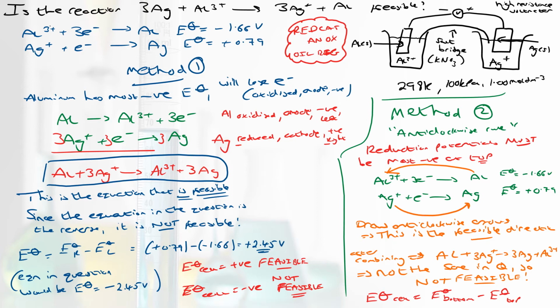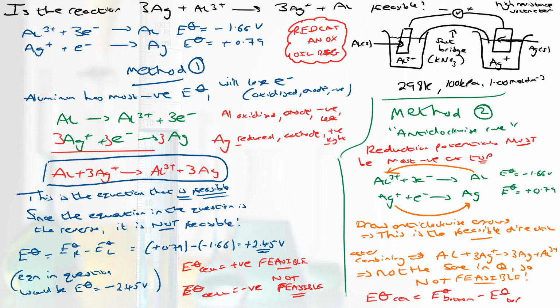And so if we were to make this a full expression, it would be aluminium plus 3 silver ions going to 3 silver plus an aluminium ion. Essentially what that arrow is showing you is the direction of the equation. It's telling you the aluminium equation goes in the reverse direction. But again, the full equation that we end up with is not the same as the equation in the question, and so therefore it's not feasible.